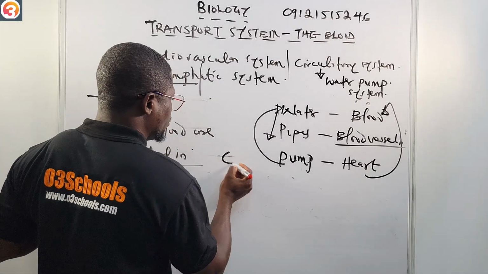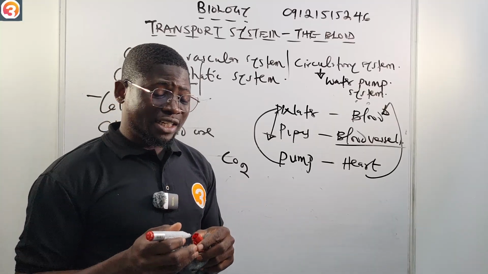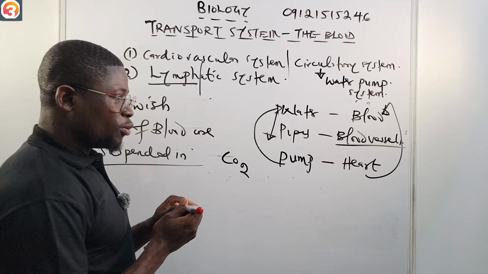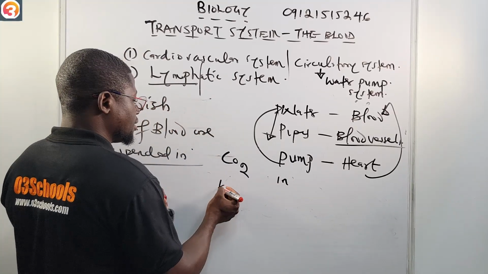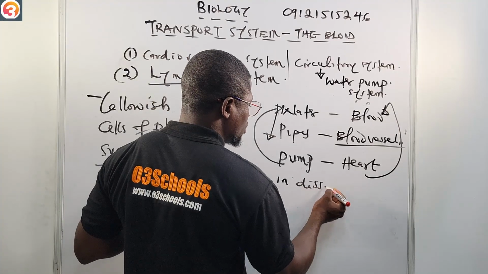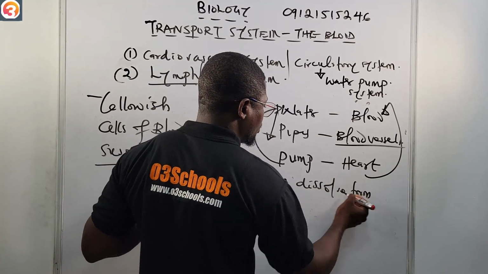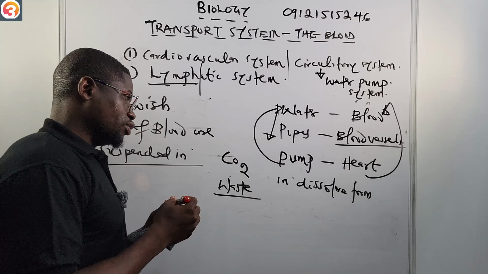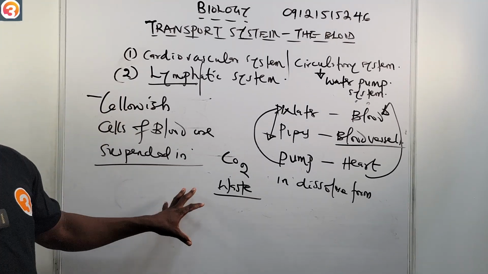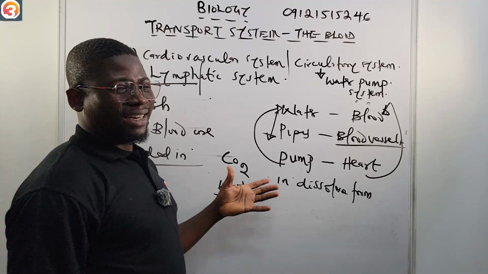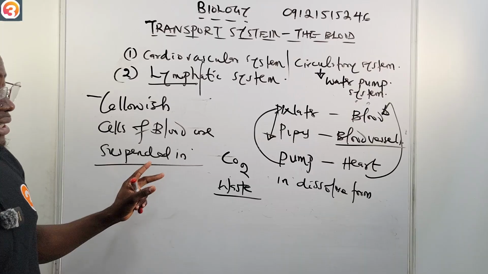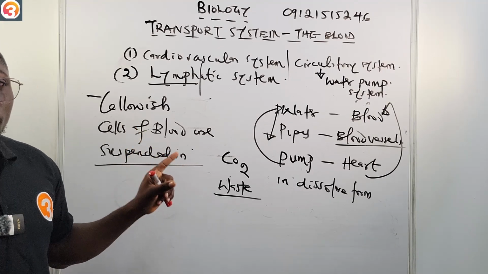They are also responsible for transporting carbon dioxide and nitrogenous waste substances in dissolved form. Please take note of that. That is the function of the plasma. It transports some amount of food and is also majorly responsible for transporting carbon dioxide and nitrogenous waste materials, usually in dissolved form. So that is the fluid part, which is the plasma.